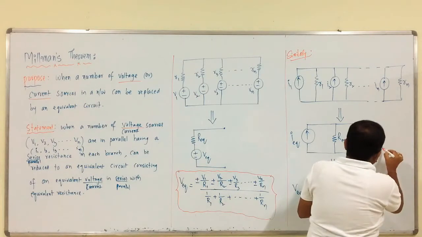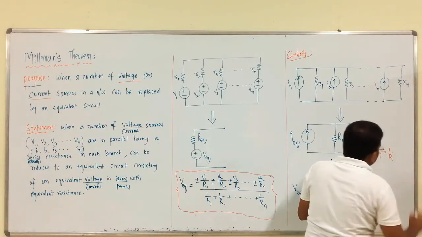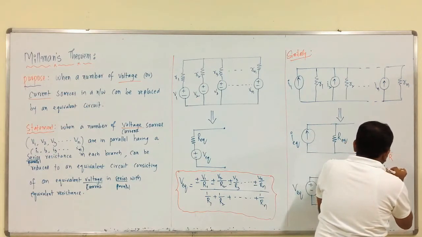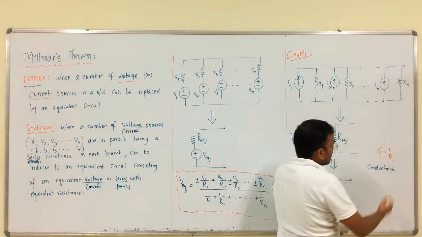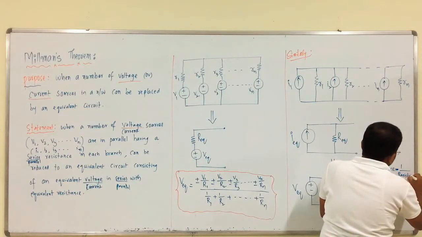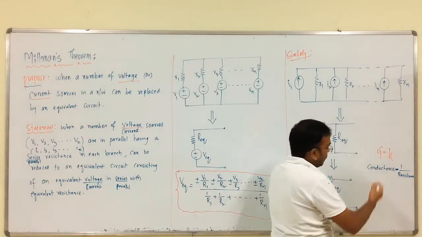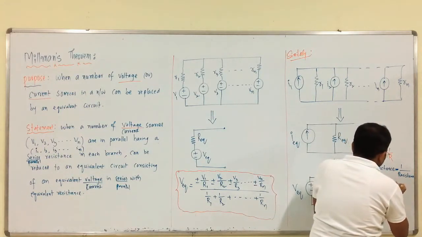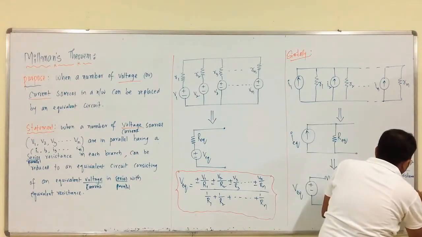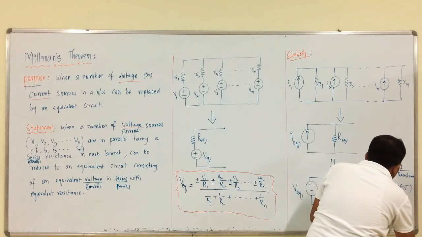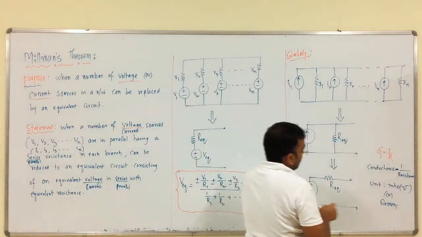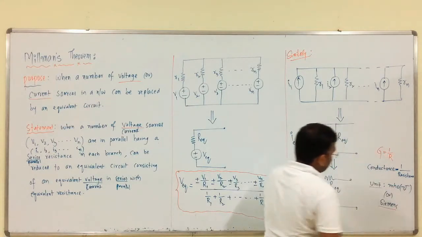So, from this G which is equal to 1 by R, what is this G? G is conductance, which is nothing but the reciprocal of resistance. Therefore, the unit is what? The unit is mhos. 1 by ohm is nothing but mho, that is how you have to represent it, or Siemens. The units are mhos or Siemens.